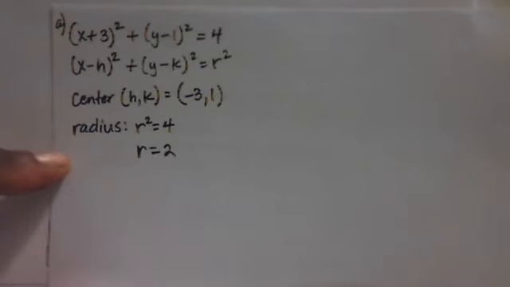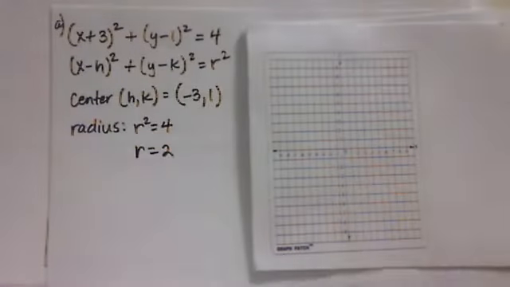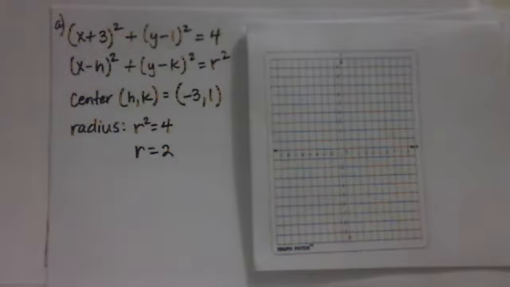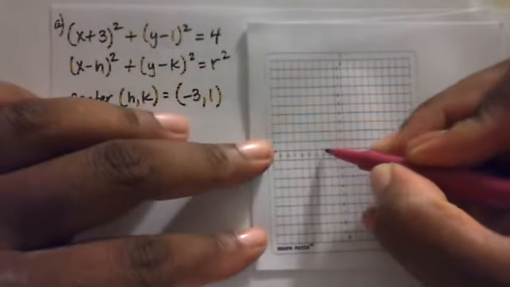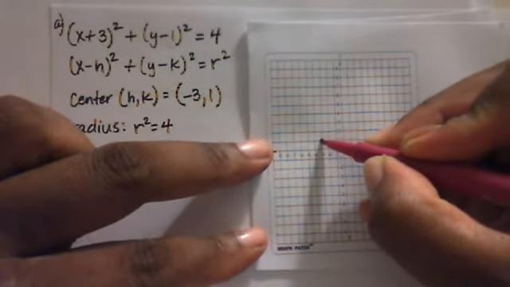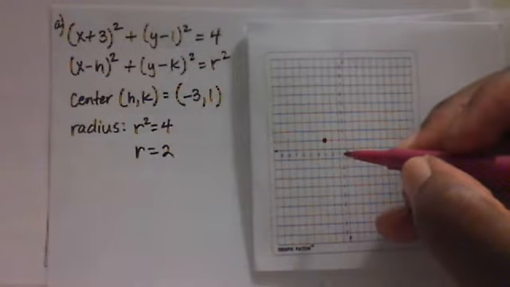Part B is graphing the equation. Okay, so here's what I'm going to do here. And I do have a coordinate grid here that I'll use. Okay, so this is how we graph the equation of the circle. We first plot the center of the circle, which is negative 3, 1. So here we're going to go to the left 3 and up 1 and draw the point. That's the center of the circle.